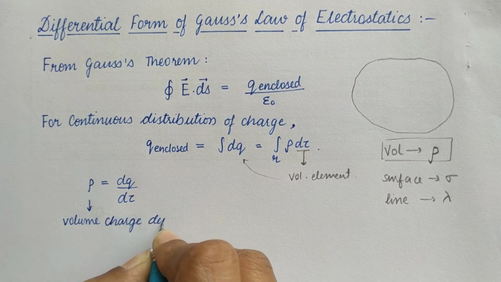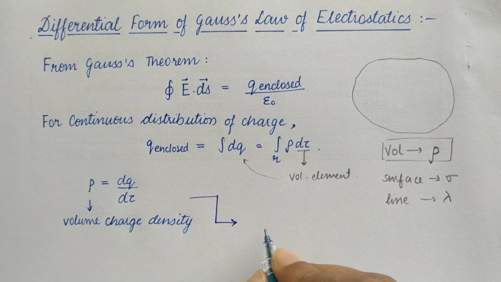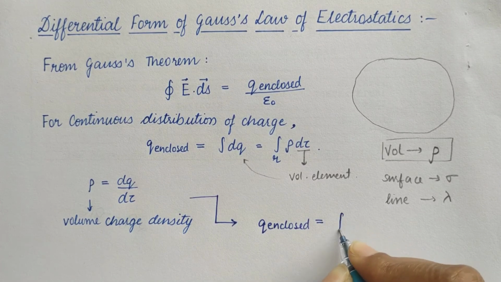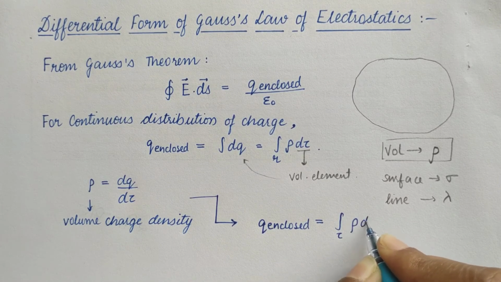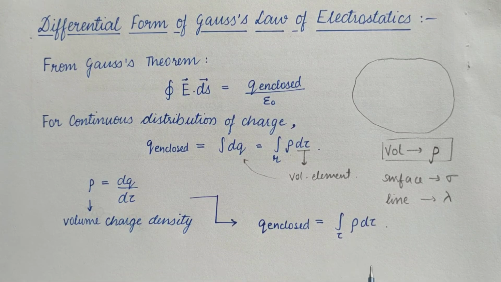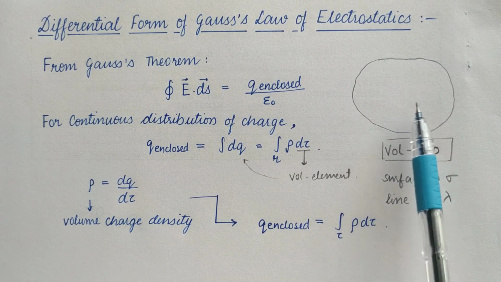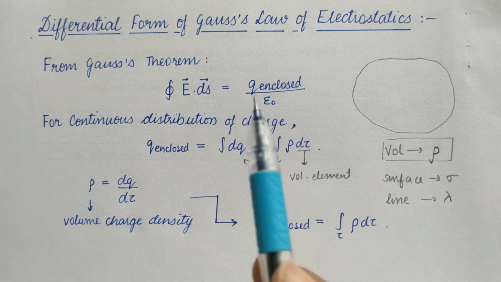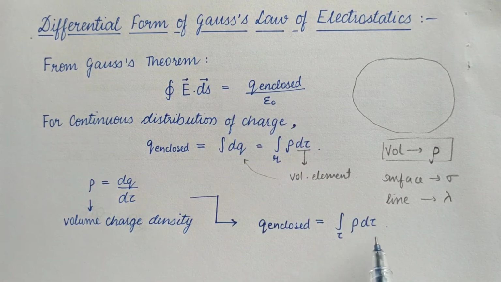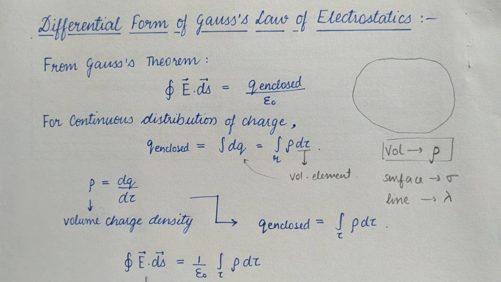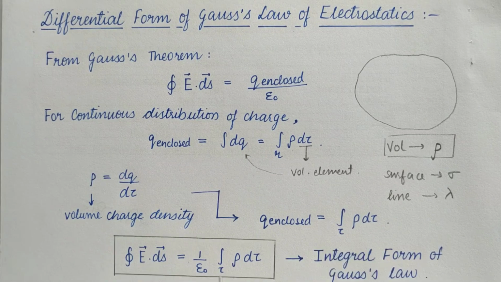density. So we can write q enclosed is equal to the integral over tau of rho d tau. Now the charge density, that is rho, may vary within the volume. It may be more over here, less over here, or anything possible. So now we can replace the value of q enclosed from this value. So we can write E dot ds is equal to 1 upon epsilon naught times the integral over tau of rho d tau. So this equation is the integral form of the Gauss law.